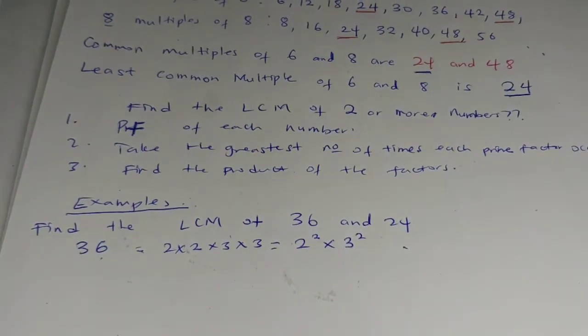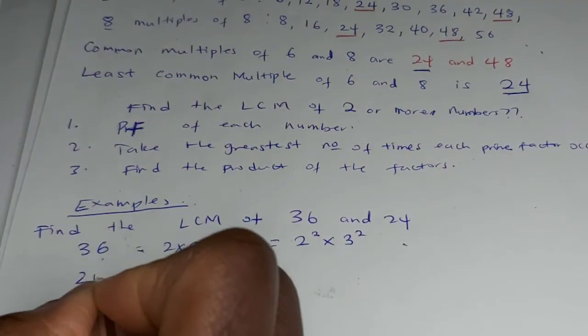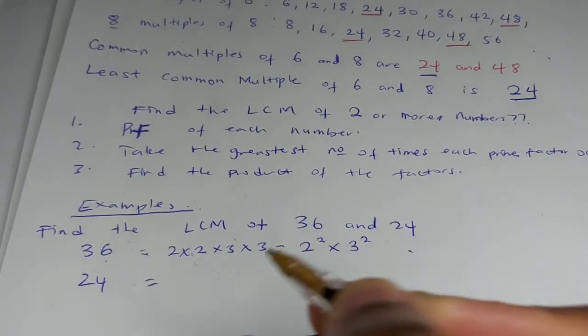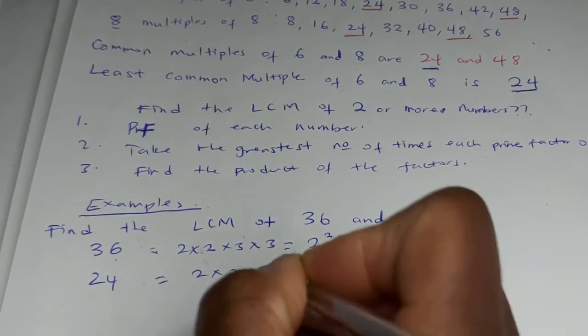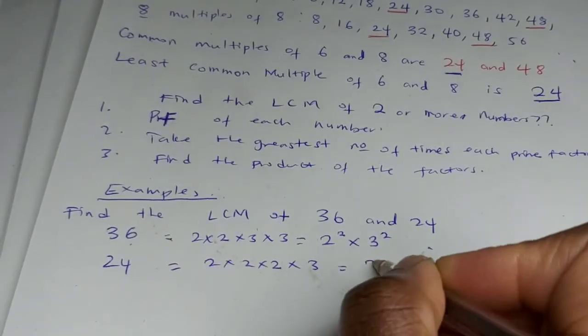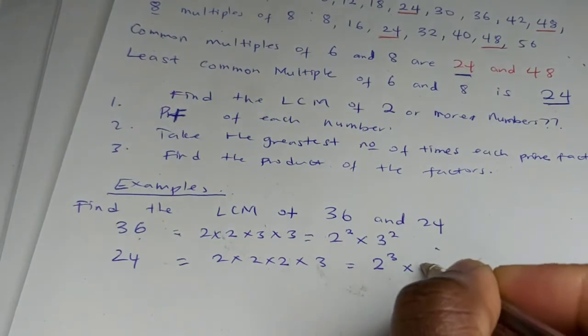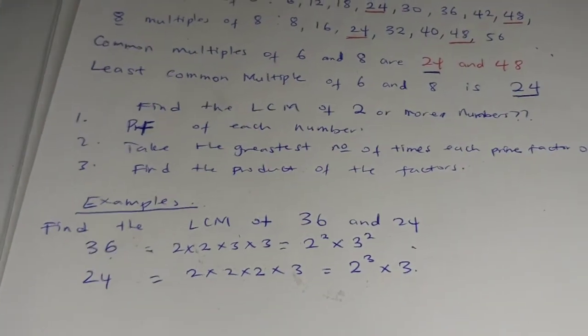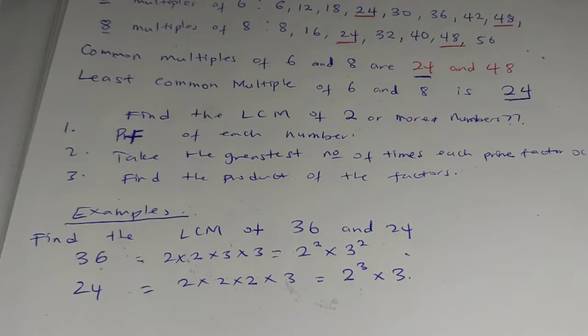And for 24, when we find the prime factorization, we get 2 times 2 times 2 times 3, which is 2 cube times 3. So that is how you find the prime factorization of each number.